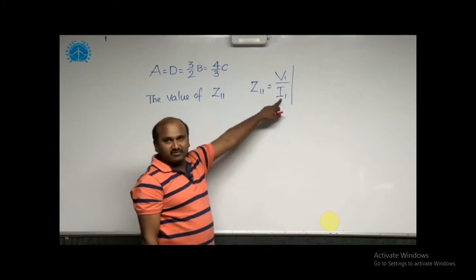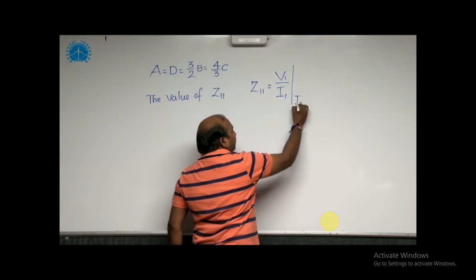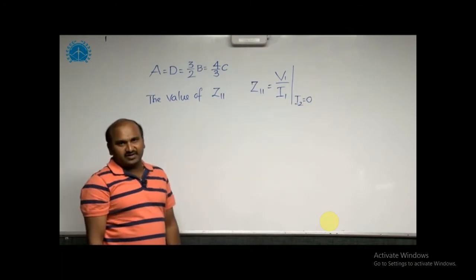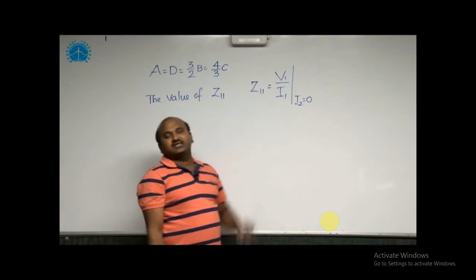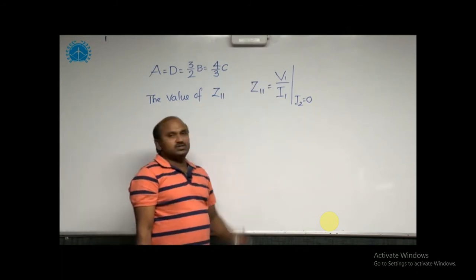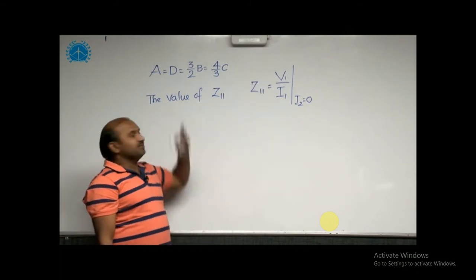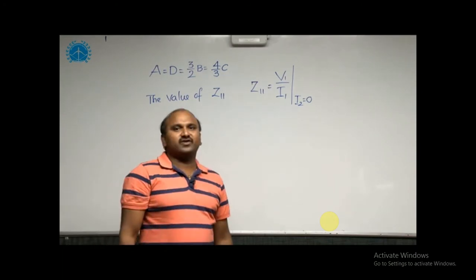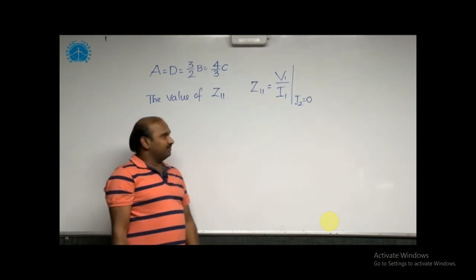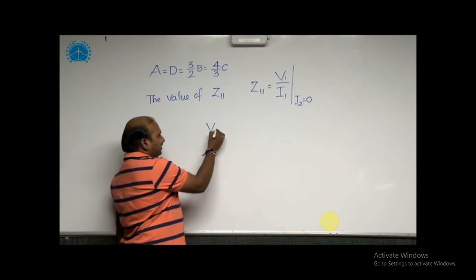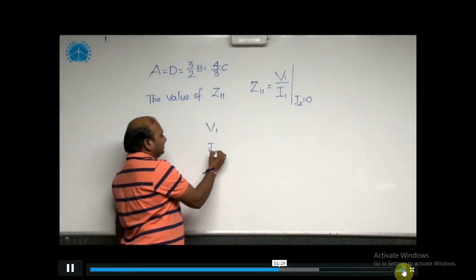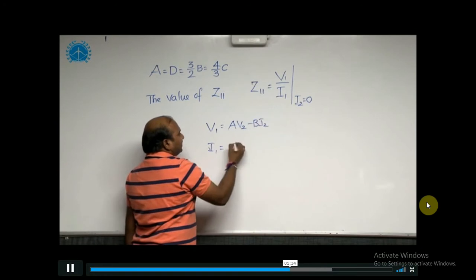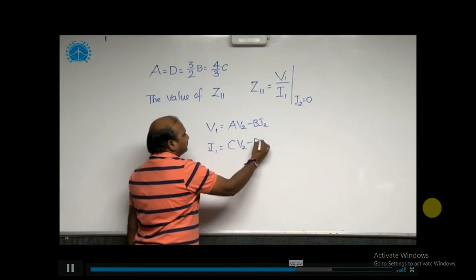Already we have taken I1, then we need to consider I2 equal to 0. That is, for this two-port network, we need to define the ratio of input voltage and input current when I2 is equal to 0. According to the ABCD parameters, we can define input port variables in terms of the output port variables. That is, for ABCD parameters, V1 and I1 we can express in terms of A V2 minus B I2, and C V2 minus D times I2.